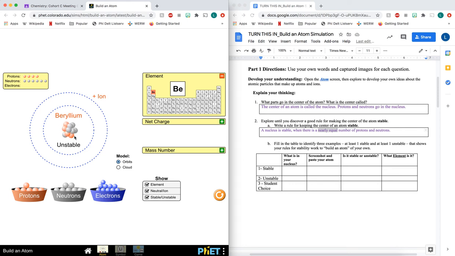particles. This is because positive particles repel each other. So like if you have 2 positive ends of a magnet and you try to push them together, they're going to repel. The same thing happens with these protons.